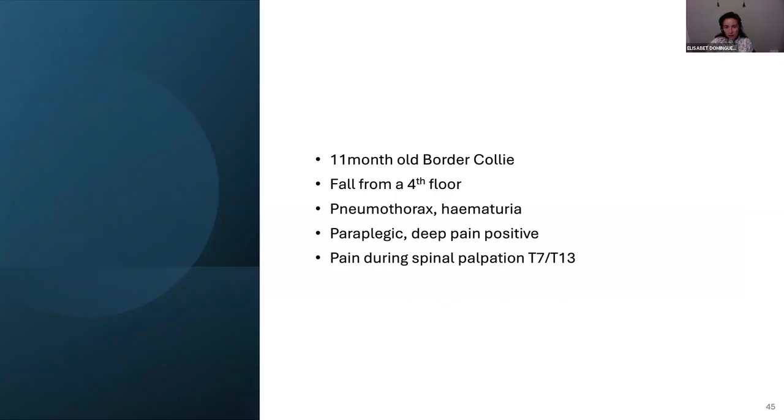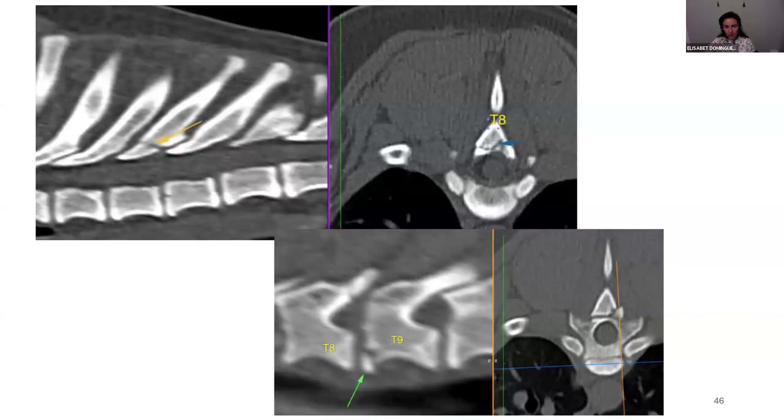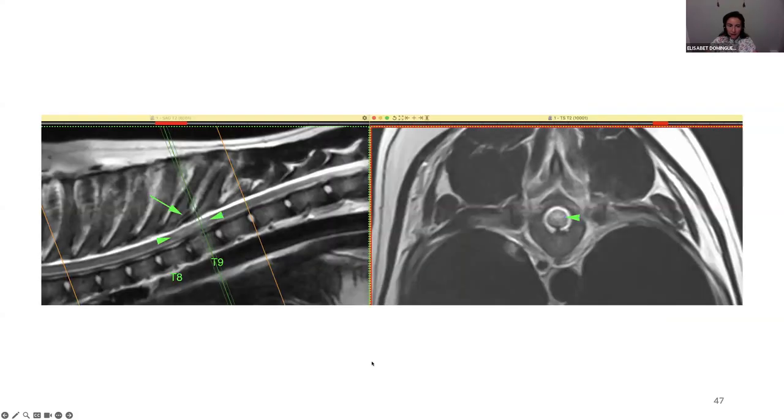That was an 11-year-old border collie that had fallen from a fourth floor. It had a pneumothorax, hematuria, was paraplegic with deep pain positive, and pain in the thoracic spine. So for that dog, we have a CT where we can see that it has multiple fractures in different vertebrae. These are the most obvious: in T8 in the spinous process, but also in the cranial end plate of T9. And then there were more fractures at other levels.